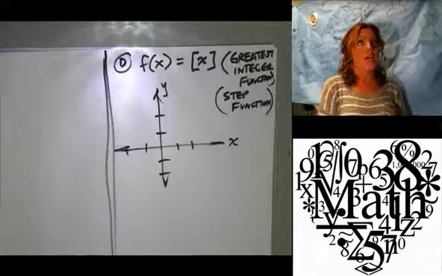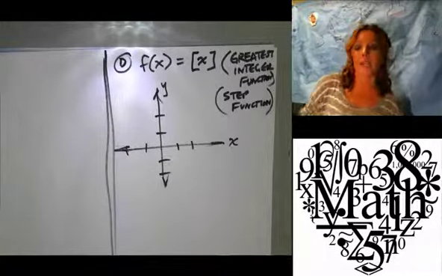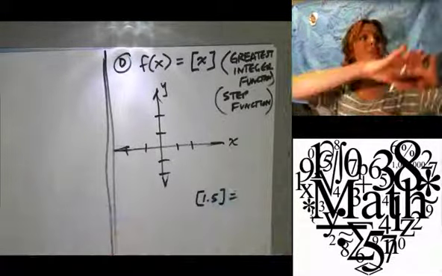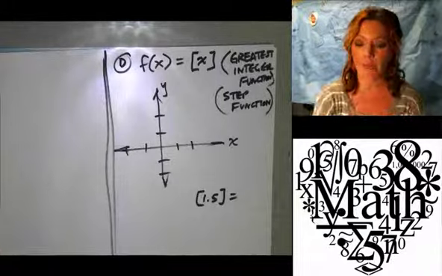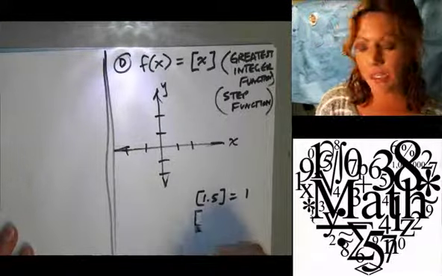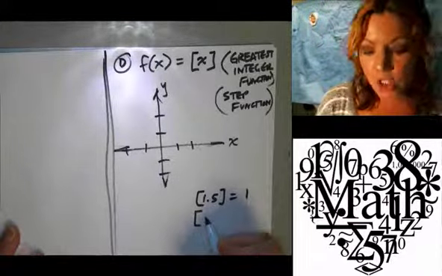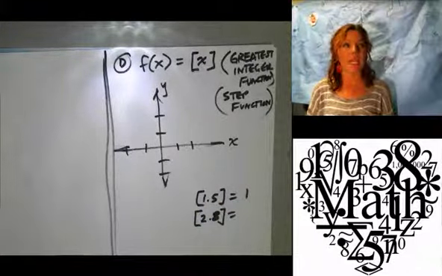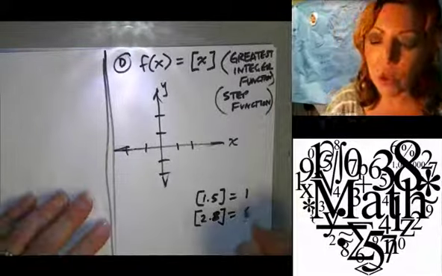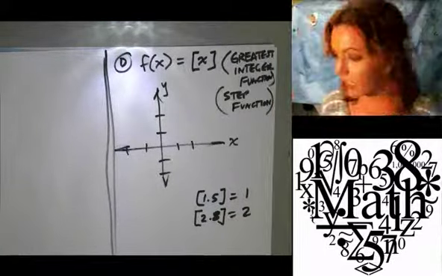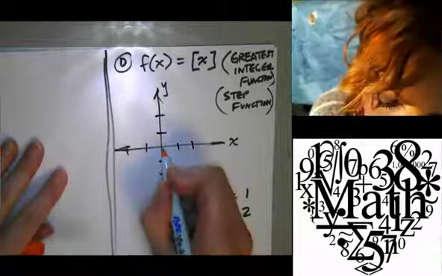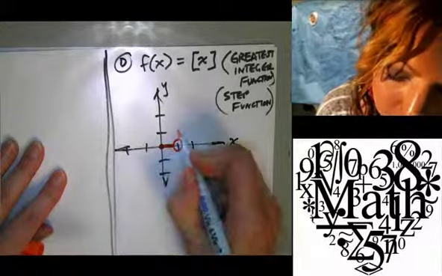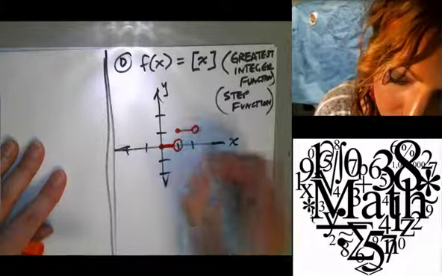Meaning, if I say, okay, what is the greatest integer of 1.5? The greatest integer within the number 1.5 is 1. Or the greatest integer of 2.5, or let's say 2.8. Greatest integer of 2.8: 2. So the way the graph looks, again, we're not really all that concerned about this, but I'll put it up here anyway. What you end up getting here is a series of steps that look kind of like this.